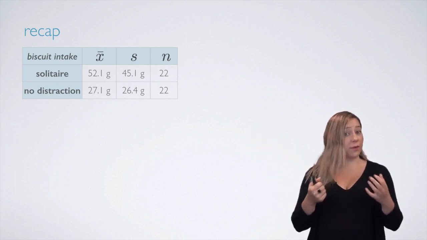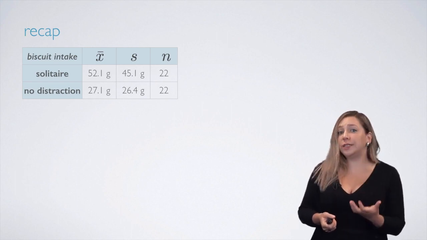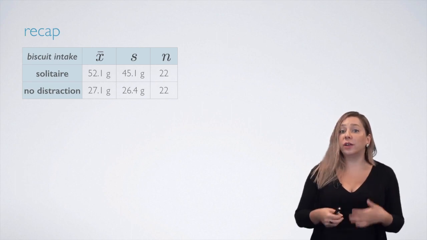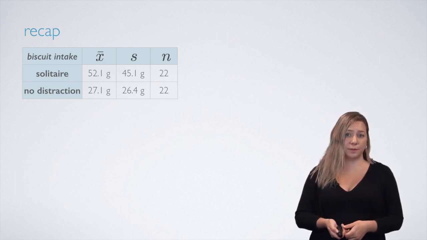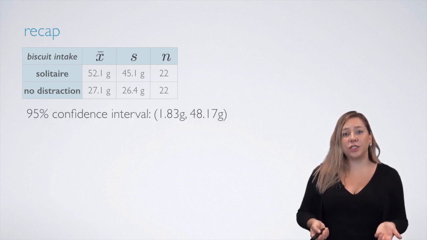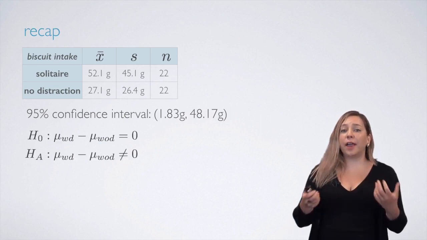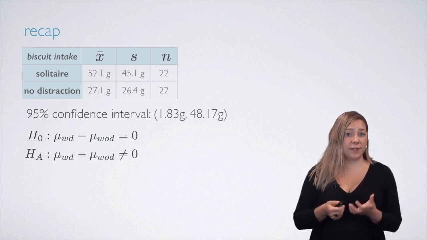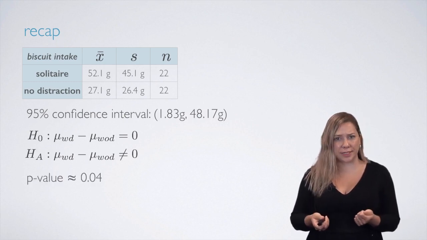Note that we have a randomized controlled trial here, so if we do indeed find a significant result, we could then talk about a causal relationship between these two variables. The confidence interval for the average difference was 1.83 to 48.17, and the hypothesis test evaluating a difference between the two means yielded a p-value of roughly 4%.